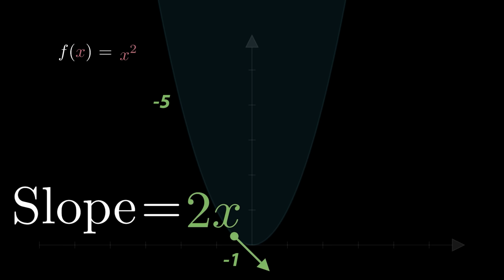Now right here, x is equal to 0. 0 times 2 is still 0, so the slope is nonexistent. And we can see that right here, it seems to be rather flat. Now on the positive side, the slope slowly rises.